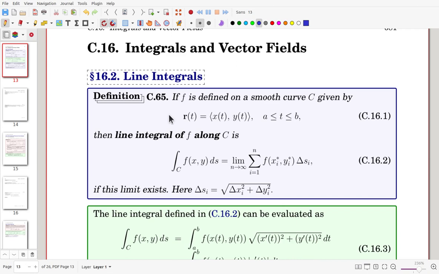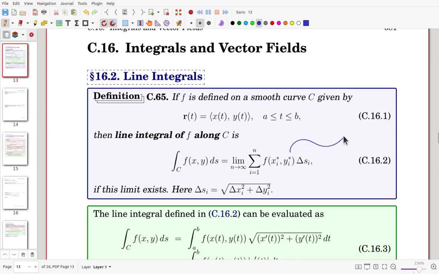If f is defined on a smooth curve C, and C is given by this map, R of t has 2 components, so it is a plane curve. T is moving from A to B. Then the line integral of f along C is defined in this term. S is the arc length element. The right side is the limit of Riemann sums.